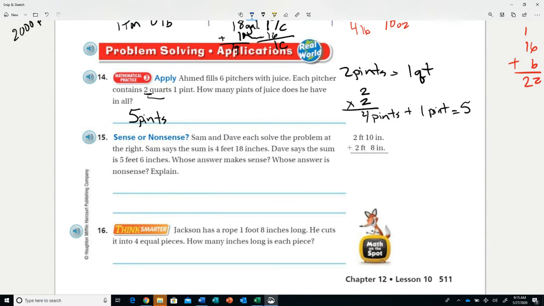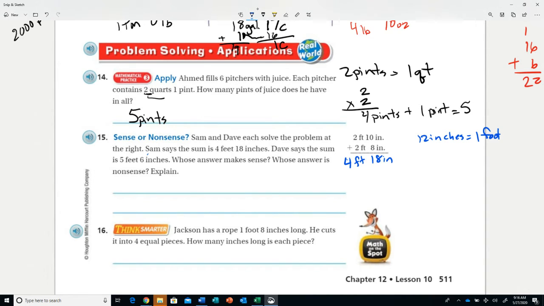Sense or nonsense? Sam and Dave each solve the problem at the right. Sam says the sum is 4 feet 18 inches. Dave says the sum is 5 feet 6 inches. Whose answer makes more sense? Whose answer is nonsense? Explain. So let's just do the addition right here since we have it. 10 plus 8 is 18 inches. And 2 plus 2 is 4 feet. Now you have to remember 12 inches equals 1 foot.